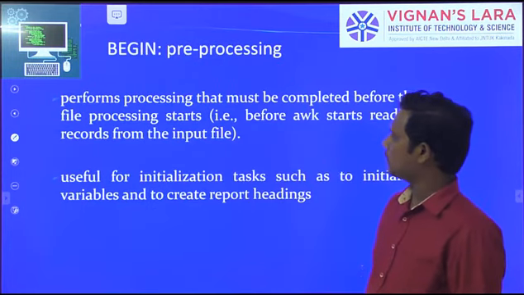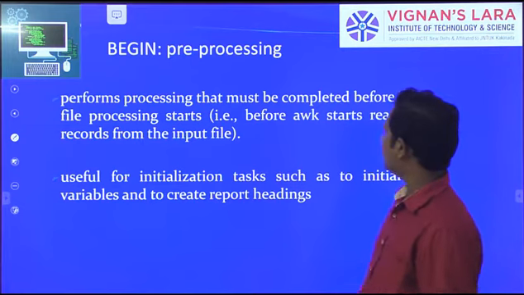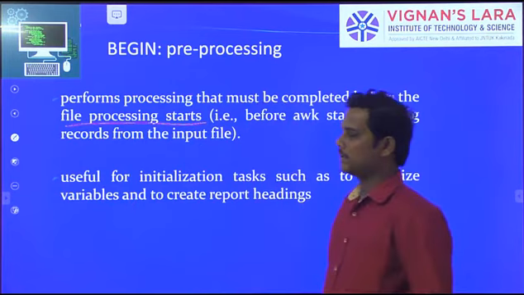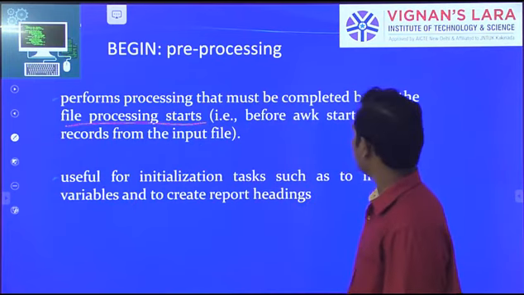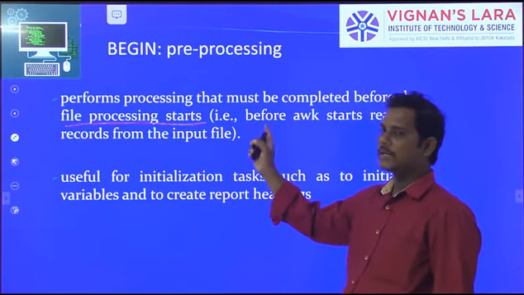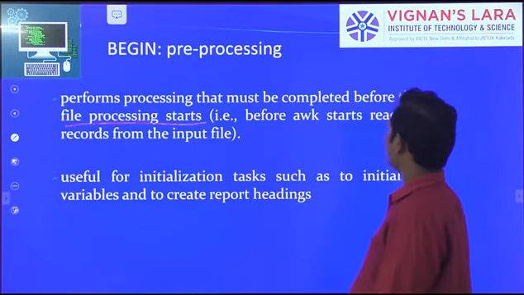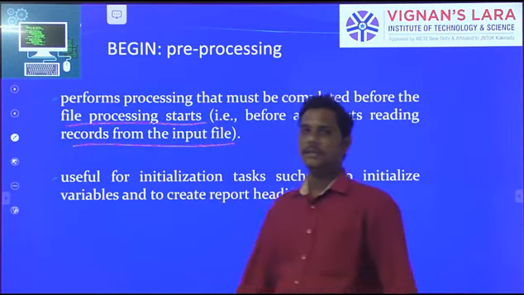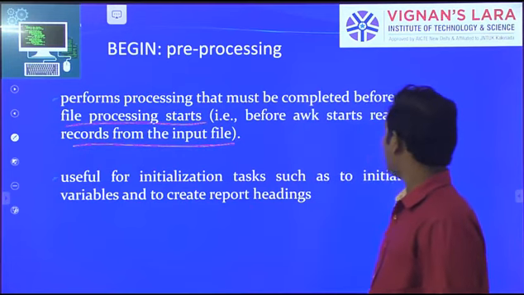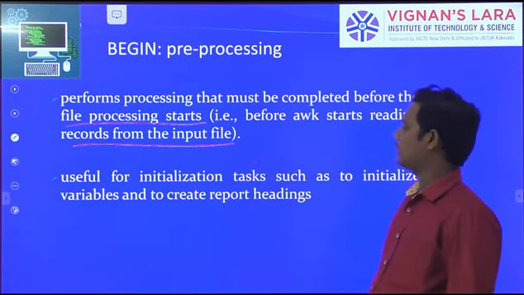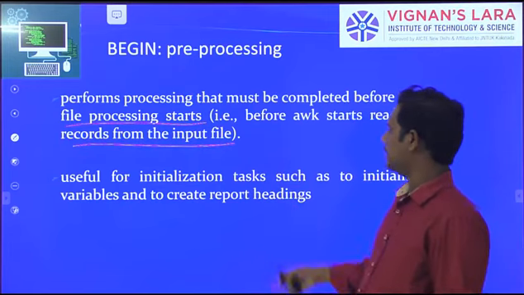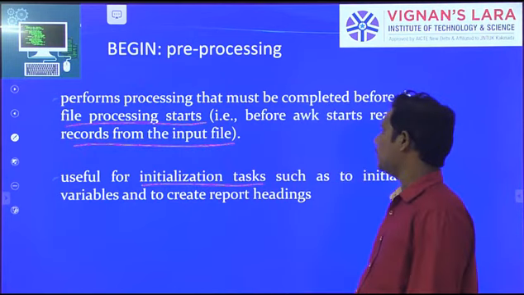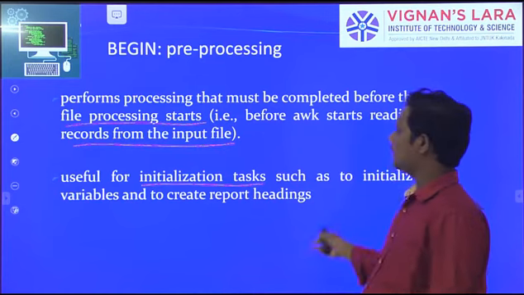Pre-processing performs processing that must be completed before the file processing starts. It runs before AWK starts reading records from the input file. It is useful for initialization tasks, because it is the beginning of the action statement, such as initializing variables.